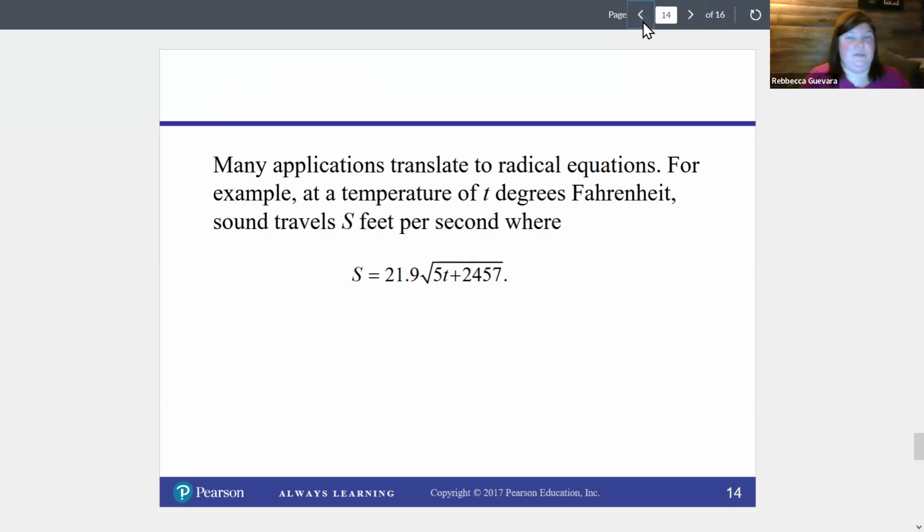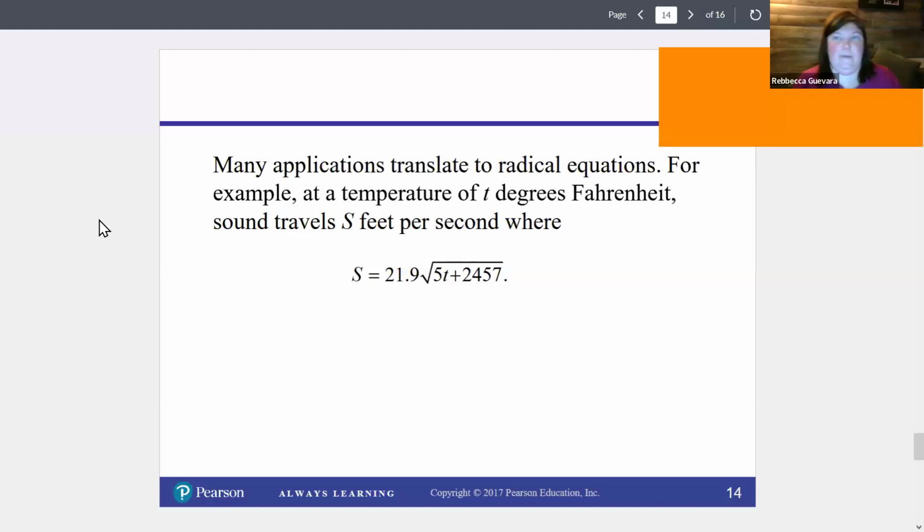Actually, let me write that equation. So we have it here for our next couple questions. S equals 21.9 times the square root of 5t plus 2,457.